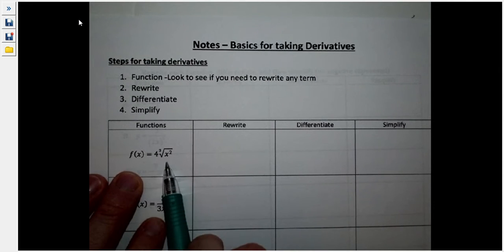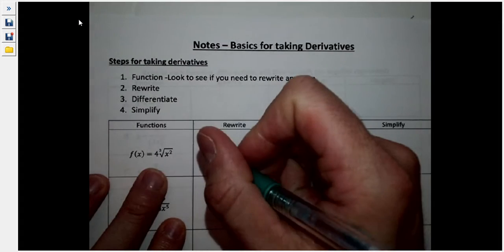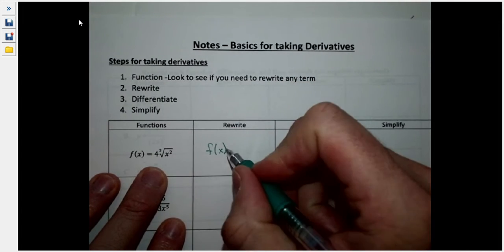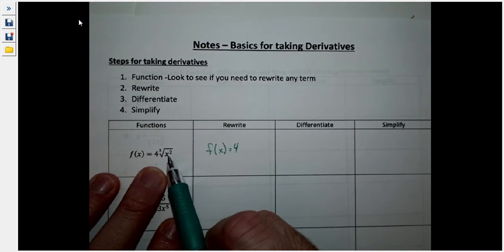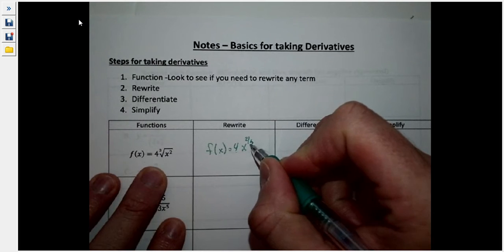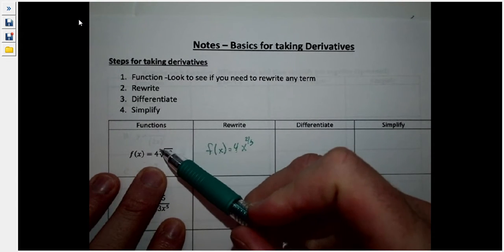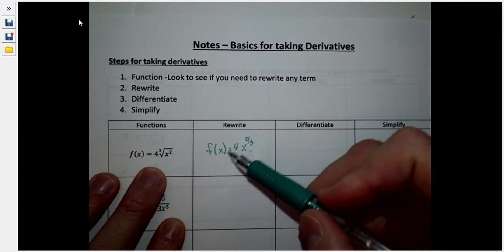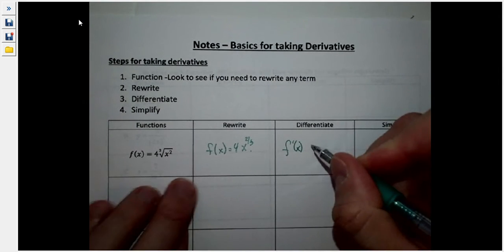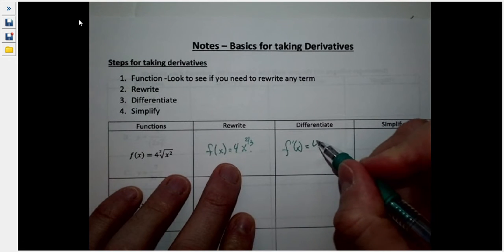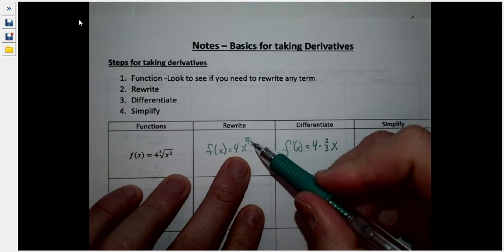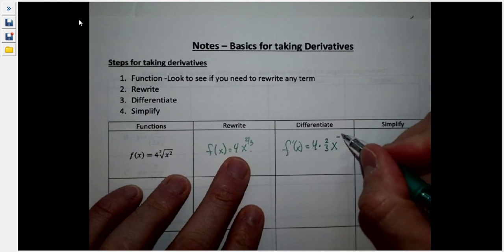So here's my function. Okay, so again, I see a root power, so I'm going to rewrite so I can use my power rule. And again, using the power, we get x to the 2/3 power. Okay, because this is the numerator, that's the denominator. So we've rewritten. Notice no derivatives taken. Then we differentiate: f prime of x equals 4 times, bring the 2/3 out front, x, and when we subtract 1 from 2/3, we get negative 1/3.